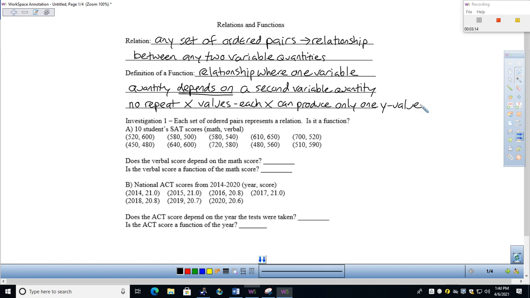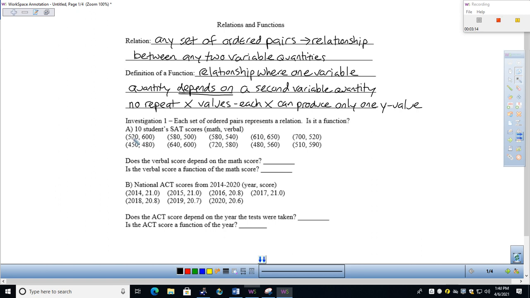Each set of ordered pairs represents a relation, and the question is, is it a function? Now, one of these, letter A here, is a little contrived, but it does really emphasize what I'm getting after. And then letter B is a good one. I kind of just looked up this data recently and put that in. So let's go ahead and look at letter A, answer the questions related to the definition up here, and move forward from there.